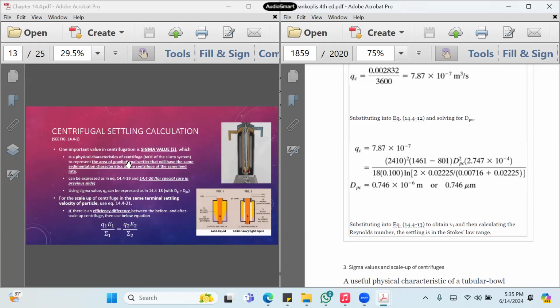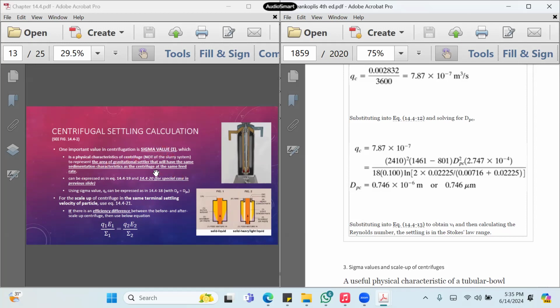It represents the area of the gravitational settler that will have the same sedimentation characteristic as the centrifuge at the same feed rate. So we imagine both the settling vessel and the centrifuge vessel have the same feed rate. Now, how big is the area of the gravitational settler, of this settling vessel, that is required to have the same characteristic as the centrifuge? That's the sigma value.